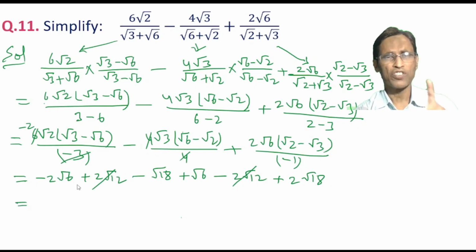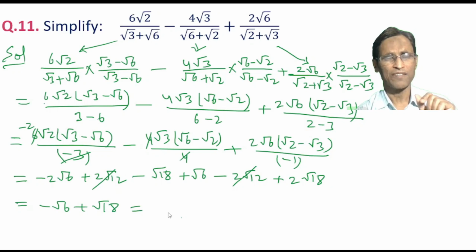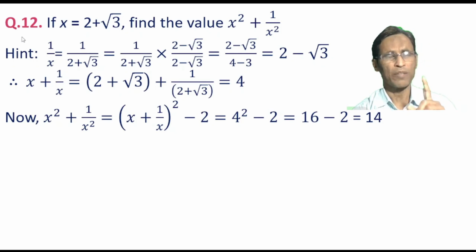Here minus 2 root 6 and root 6 are like terms, so they simplify to minus root 6, and root 18 and 2 root 18 are like terms, so their simplification will be 2 root 18 minus root 18, that is root 18. Finally we can write it as under root 18 minus under root 6, and this is the simplified expression answer. Now we come to question number 12.